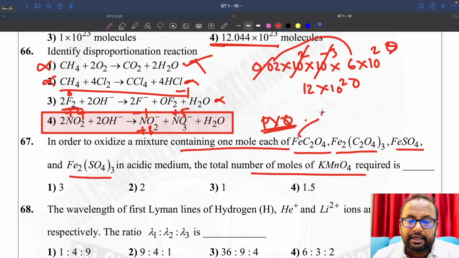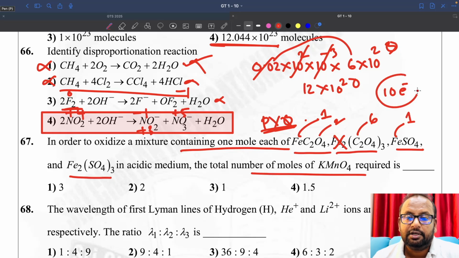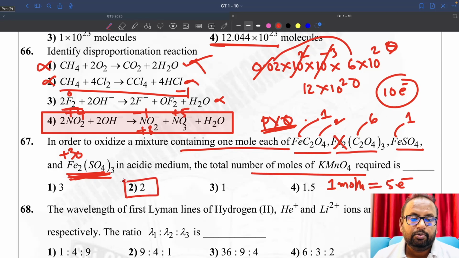For iron, 1 electron is required, and here 2 electrons are required. So here iron needs none, but this one needs 2 into 3, 6 electrons. Here iron needs 1 electron. If you add all these, it turns out 10 electrons are required. This needs 0 because iron is already in the +3 oxidation state. It cannot be oxidized further. So 10 electrons. 1 mole KMnO4 equals 5 electrons. For 10 electrons, you need 2 moles of it. So 2 moles is required.